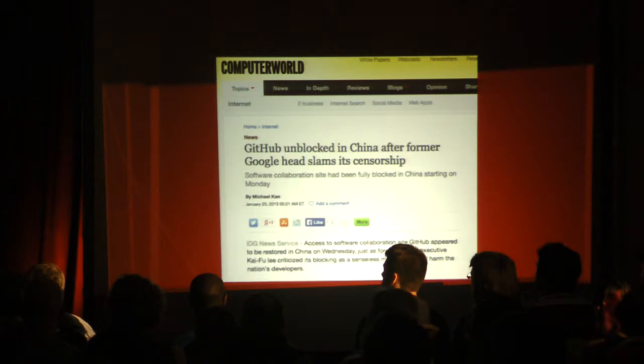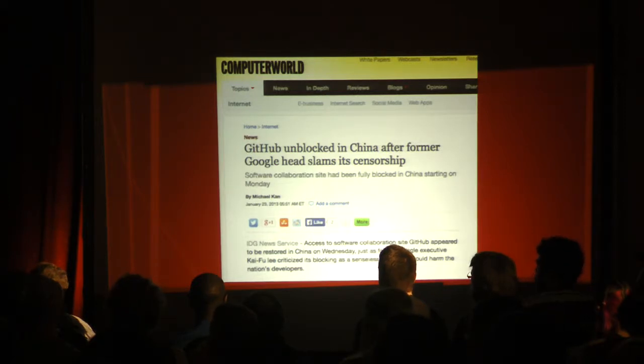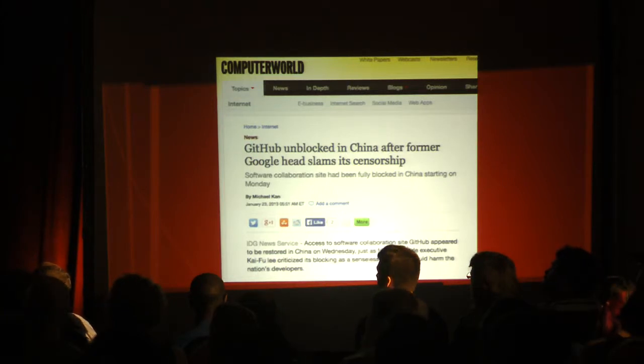And we've actually seen this play out. Last year, GitHub was, for a little while, blocked in China. The entirety of GitHub, because it's HTTPS, was blocked because the leading belief is that there were a handful of repositories that had something offensive. And so the only solution, because you can't block those repositories, is to block the entire site.